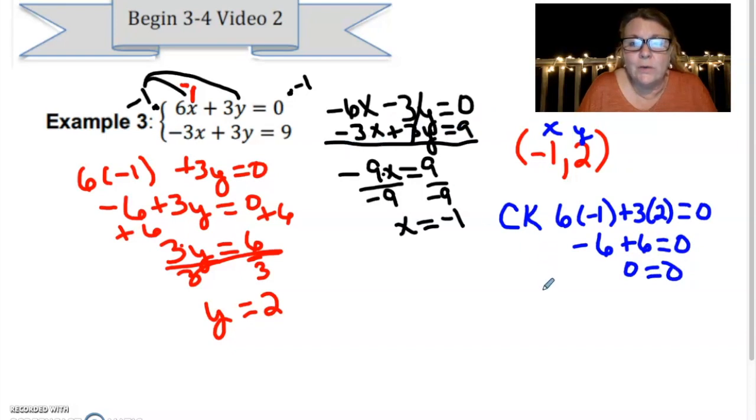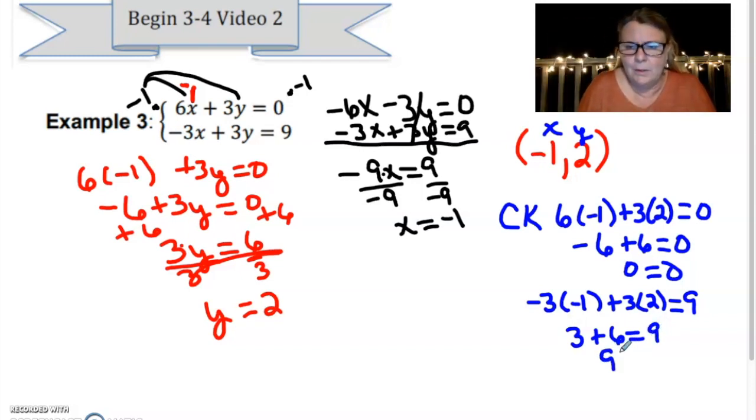We're going to make sure it really does work for the second equation. -3 times -1 plus 3 times, what do we have, 2. That should equal 9 this time, because we plugged it into the second equation right here. So a negative times a negative is a positive. 3 times 2 is 6. And when I add that together, I have 9 is equal to 9. So it worked for both equations, both the top one and the bottom one. So I'll put a box in here to say that that's a solution.